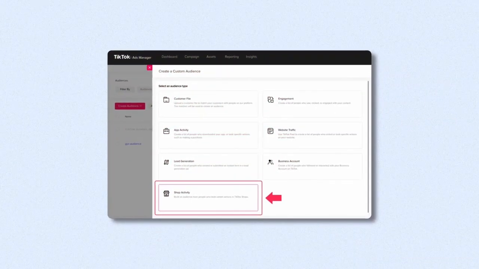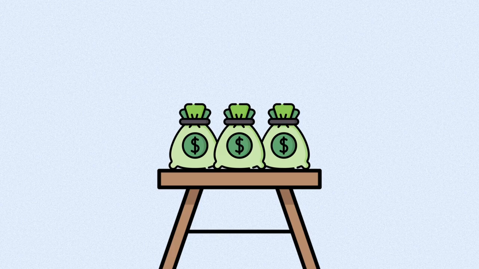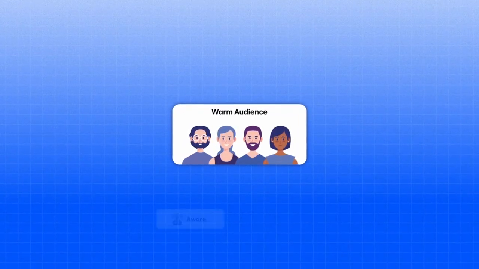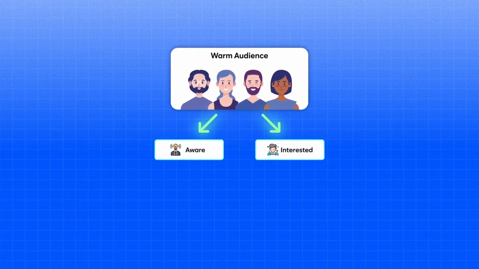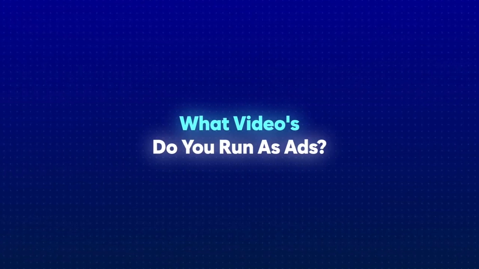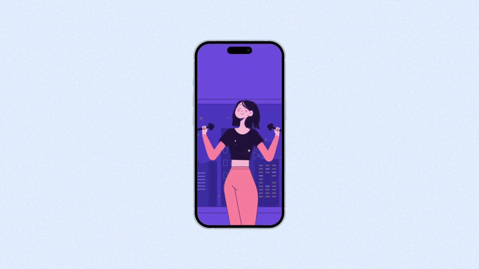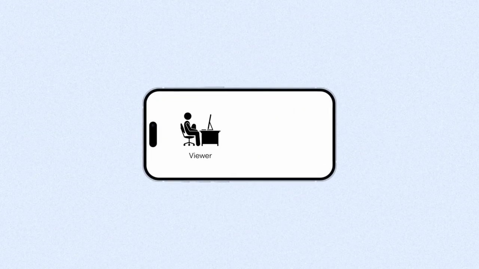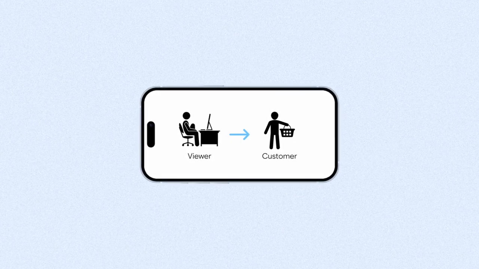But just because you can make great money with organic posts doesn't mean that you should stop there. And if you're not running retargeting ads, you're leaving a lot of easy money on the table by not following up with a warm audience who already knows and has demonstrated interest in your product. But what videos do you then run as ads?